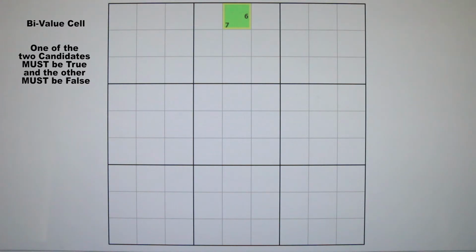Now, there is a conventional strong link between the 2 candidates in a by-value cell. And this further means that one of them must be true and the other must be false. When the puzzle is solved, this cell in row 1, column 5, must be filled with a value. And since there are only 2 possibilities, one of them must be true and the other must be false. Okay, now let's get back to pairs.